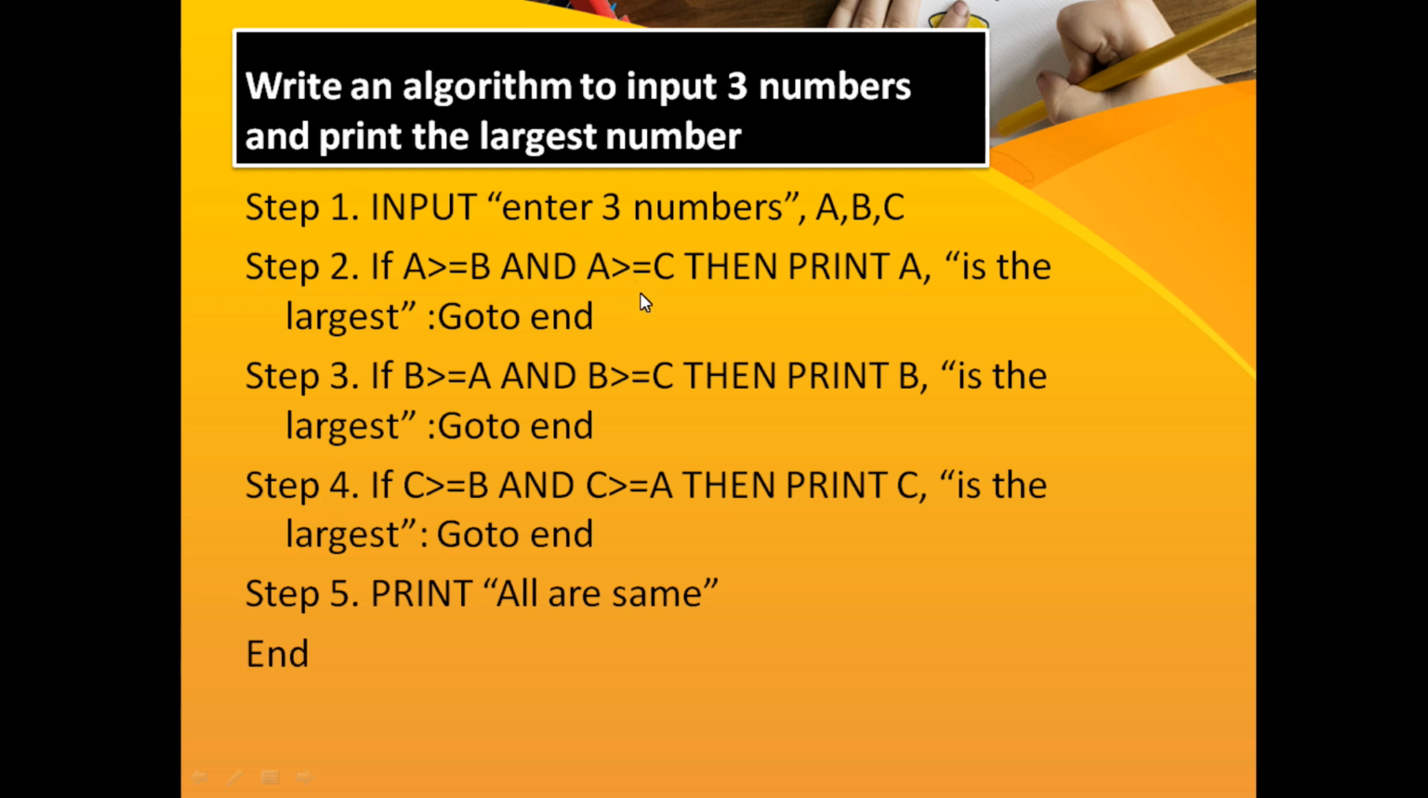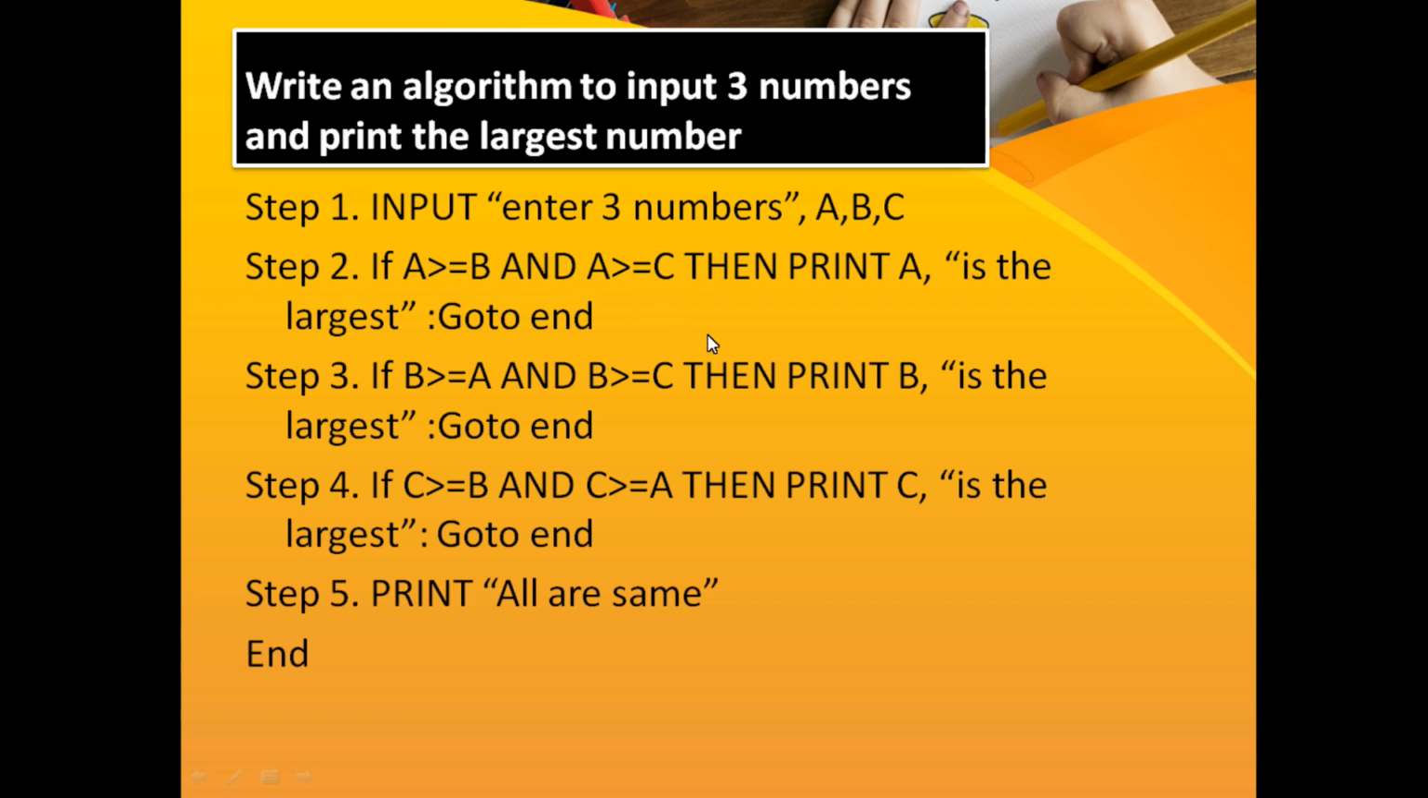The reason I've used is equal to sign is that there is a probability that two of these numbers could be same. You could have something like 2, 4, 4, then also 4 is the largest. You could have something like 3, 5, 5, then 5 is the largest. So to omit that condition where you might have one of the two variables as is equal to, I've used the is equal to sign.